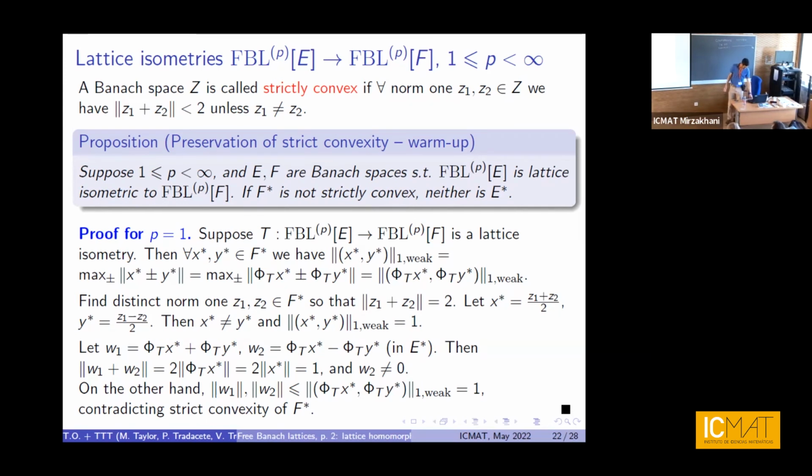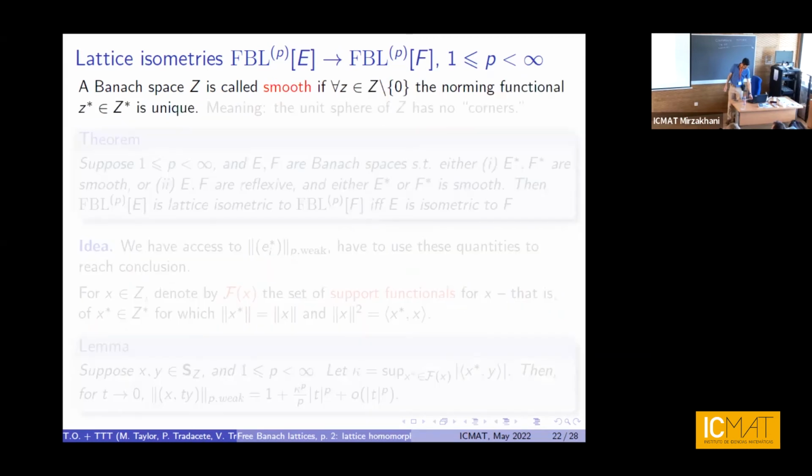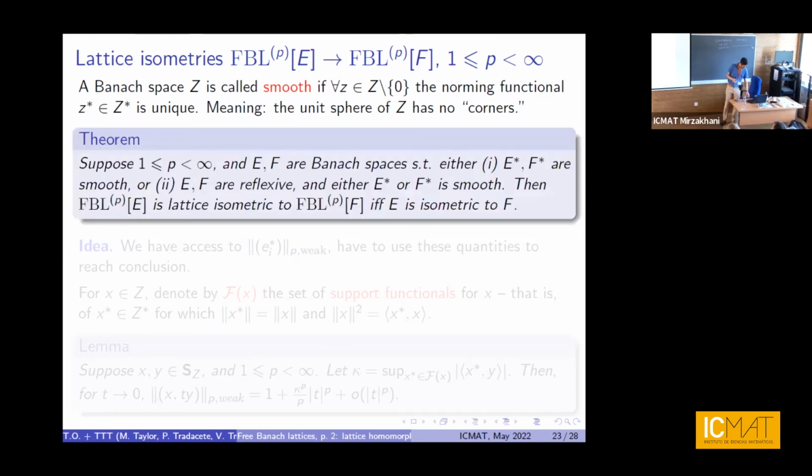So there is this notion of strict convexity. There is also the dual notion of smoothness. A Banach space Z is called smooth if for any non-zero element, the norming functional is unique. Geometrically, this means roughly that the unit sphere of Z has no corners. And for smooth spaces, we actually can say a few things.